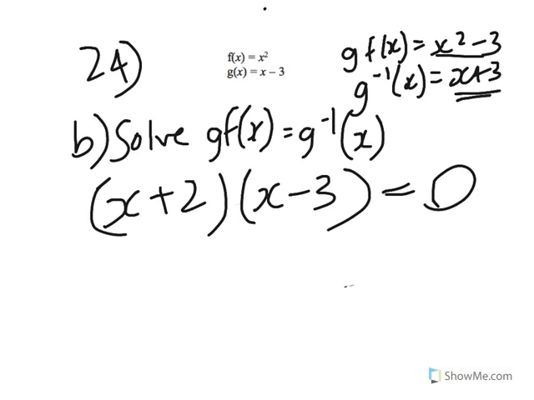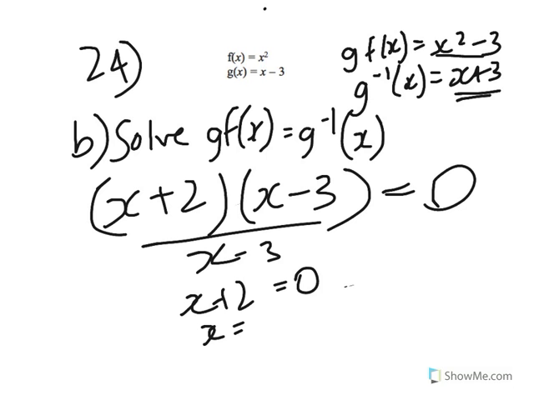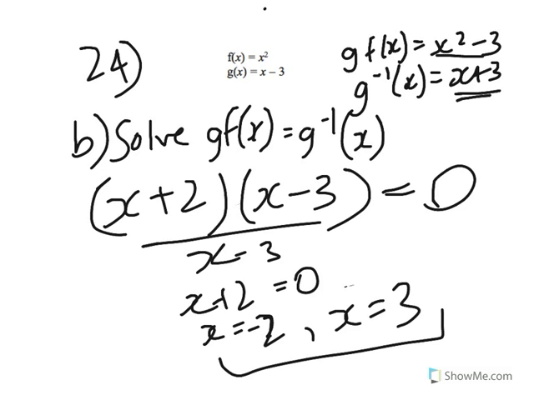So we have to solve the equation. So basically we have to find two values of x. So if we divide by x minus 3 on both sides, we're going to get x plus 2 is equal to 0. So x is equal to negative 2. And if we do the same thing by dividing by x plus 2 on both sides, we're going to get x is equal to 3. So these are your two solutions to the equation.